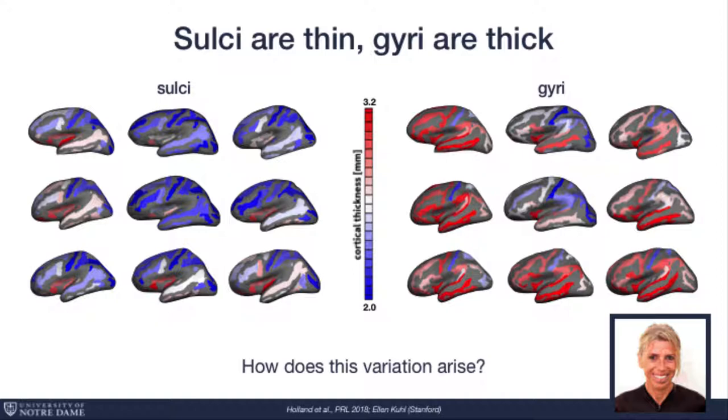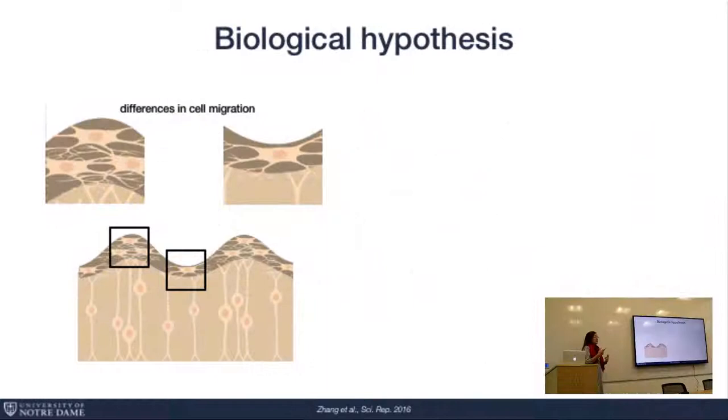But with my advisor, Ellen Kuhl, we started to question how this variation arises. Audience question: How did you measure thickness? These are from MRIs, and we reconstruct the surfaces of the brain. From the sections, we can create 3D surfaces and measure thickness.